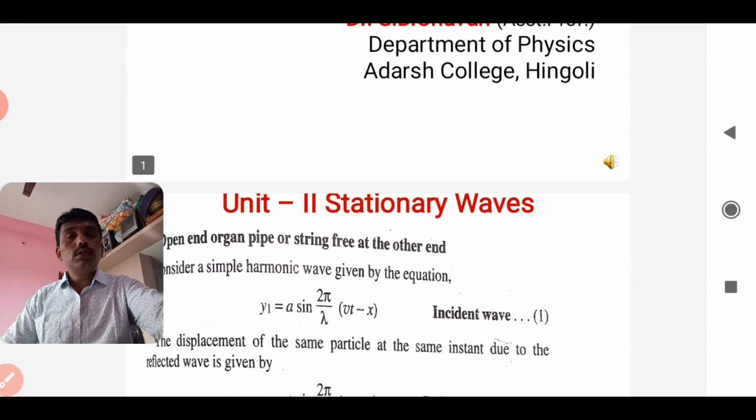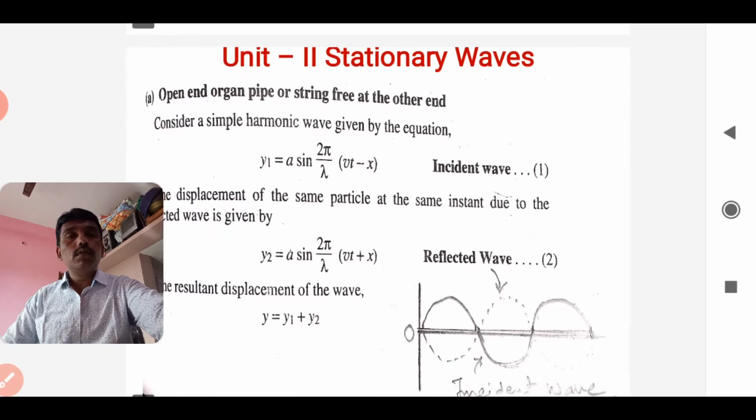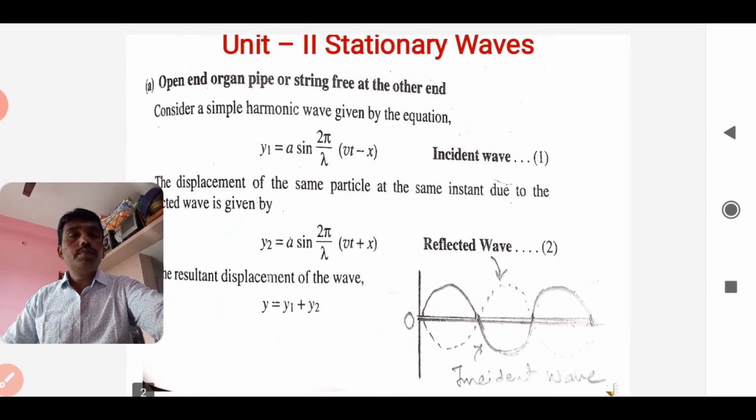As we are aware, today's title for us is the open end organ pipe, or the string free at the other end.